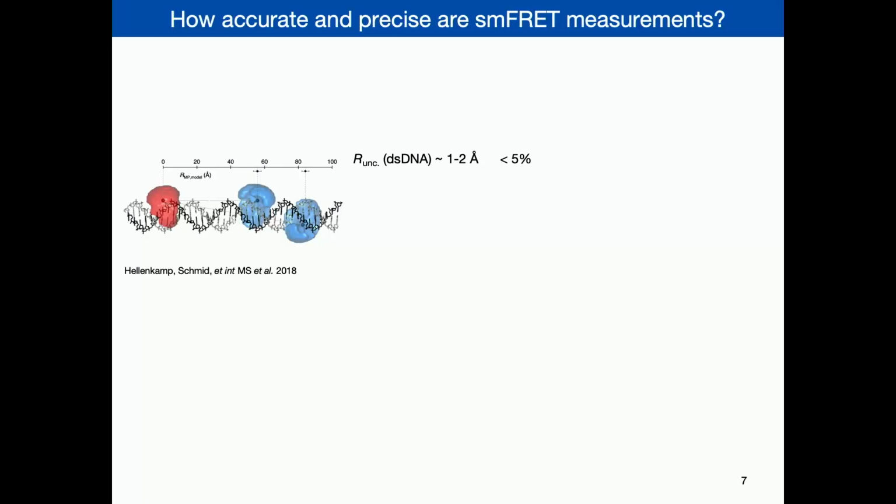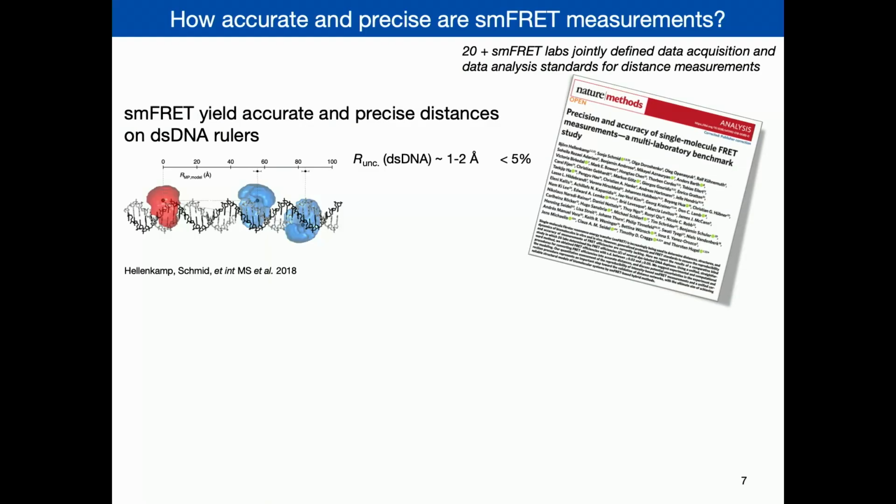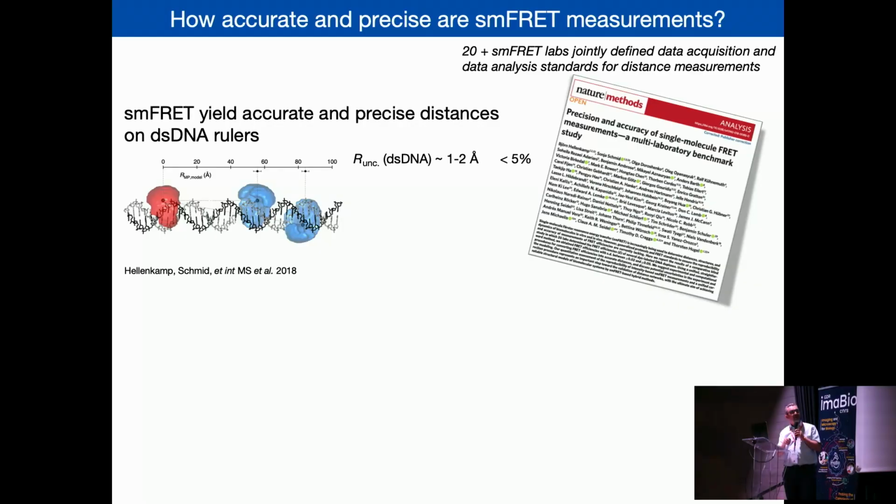We can model the fluorophore accessible volume. And then we basically find out when we do these experiments that the uncertainty for the length measurement is about 1 to 2 angstrom, less than 5% of the distance that we measured. And this is not only we, but this was a huge study of an entire field where more than 20 labs in the world came together to really determine that we can measure accurate and precise distances.